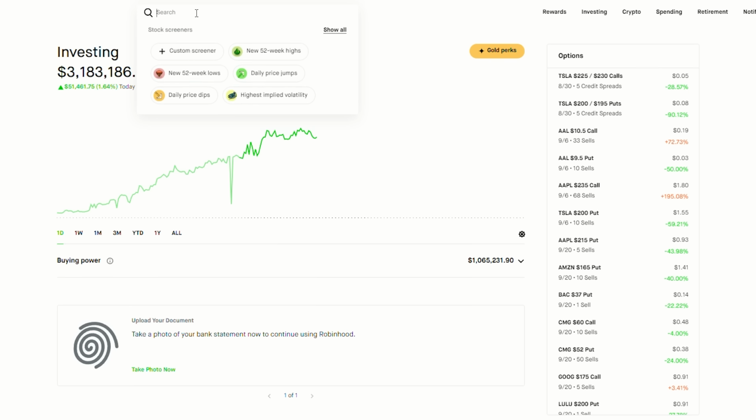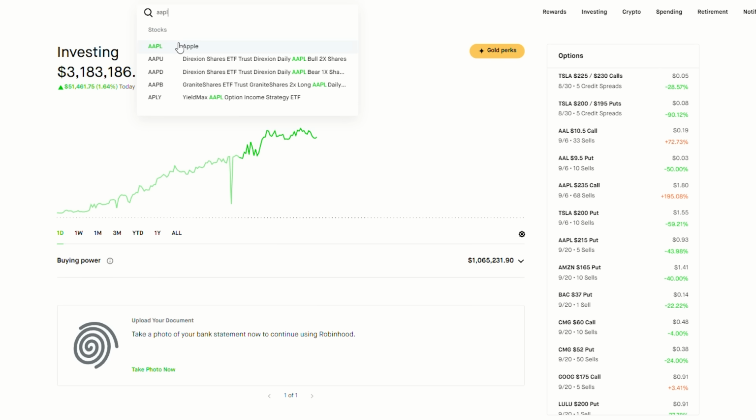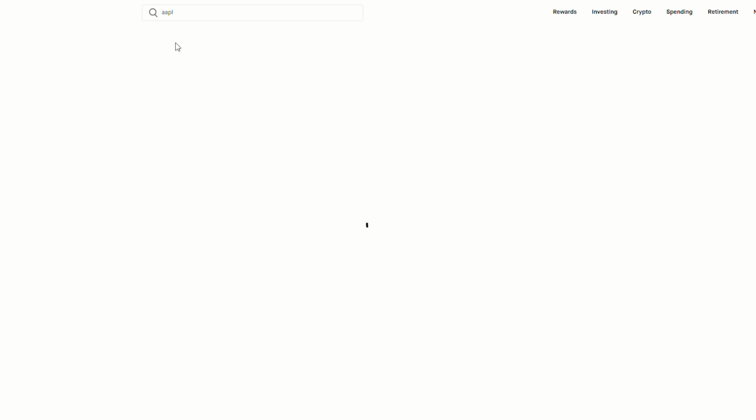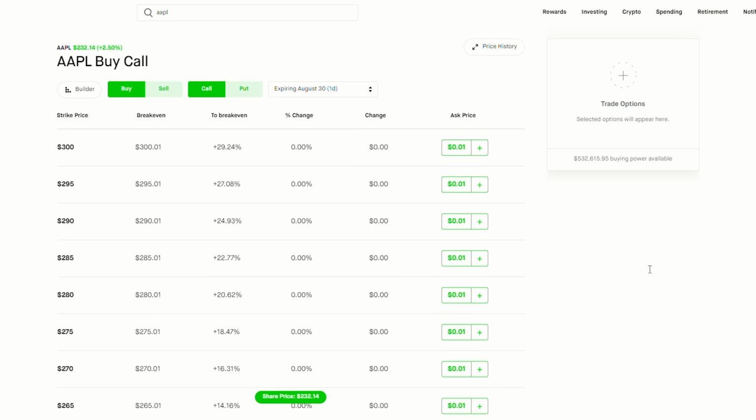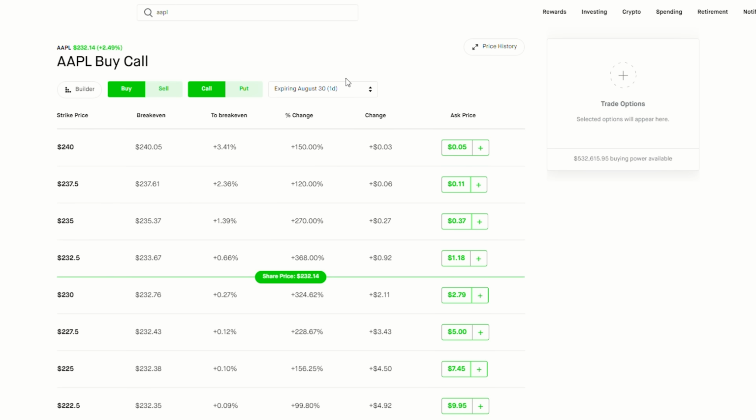First thing that you want to do is pick a stock. So I'm going to be using Apple right now, but I'm also going to show you some different examples. So using Apple, the first thing I'm going to do is click Trade Apple Options. Now you want to decide if you want to go for a short-term expiration or a long-term expiration. So here I'm going to use a shorter term expiration and go for October 18th.